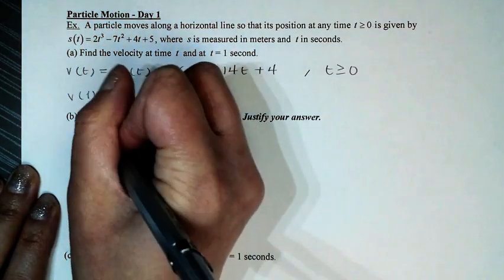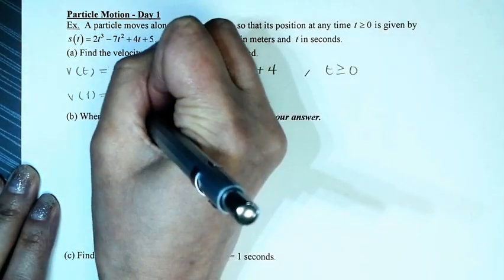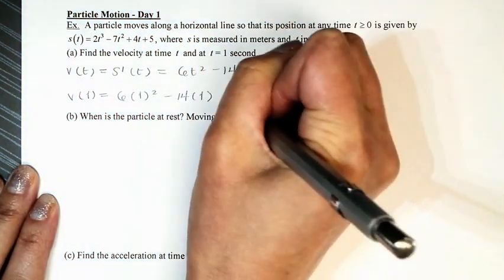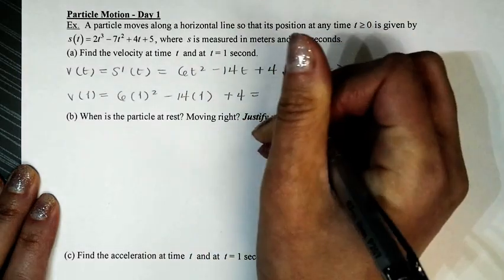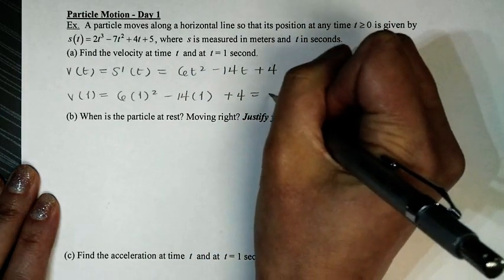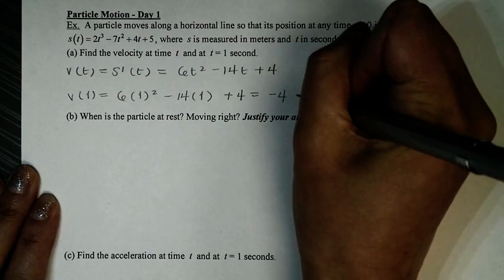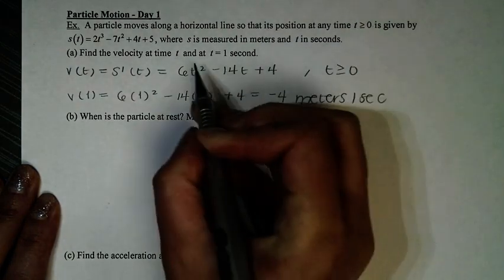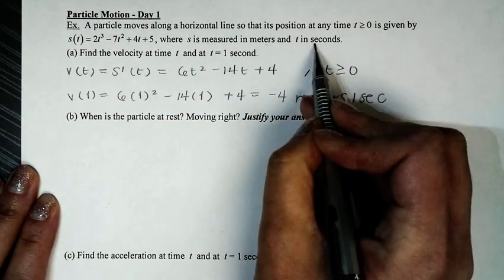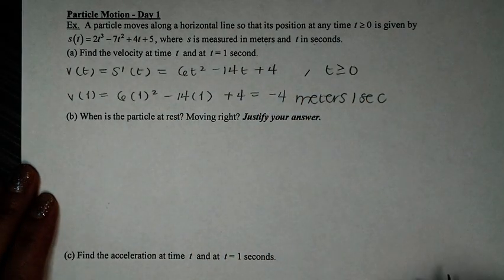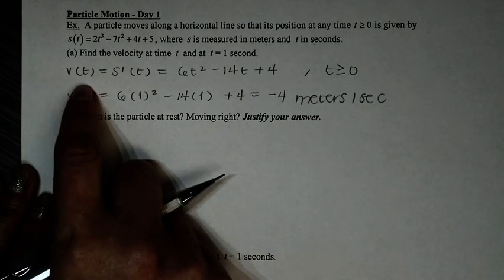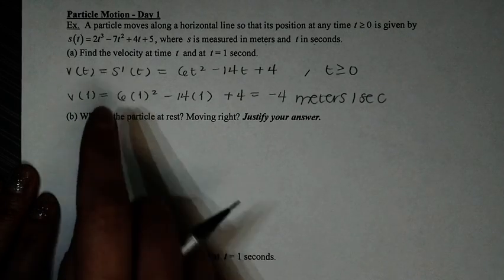After that, we're going to replace the t with the 1, so you have that velocity evaluated at 1 is going to be 6 times 1 squared minus 14 times 1 plus 4, and this is going to be equal to the beautiful number negative 4. You know that this negative 4 is going to be in meters per second, because those are the units that they gave you at the beginning of the problem. Please make sure that whenever you have a situation like this, you conclude with the correct units. So please remember that the connection here is that velocity is the derivative of position.